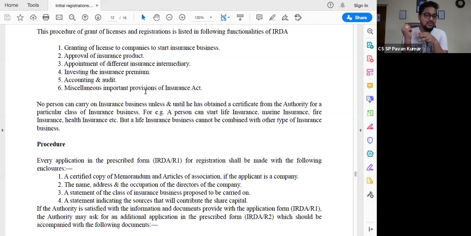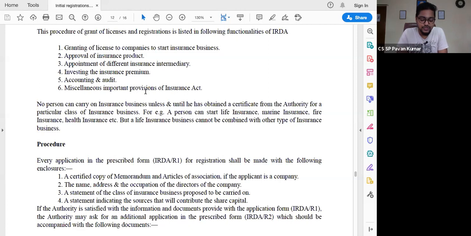Okay, so there will be a lot of people who would support in selling these products and help these companies to do business. So appointing those type of intermediaries and investigating the insurance premium.